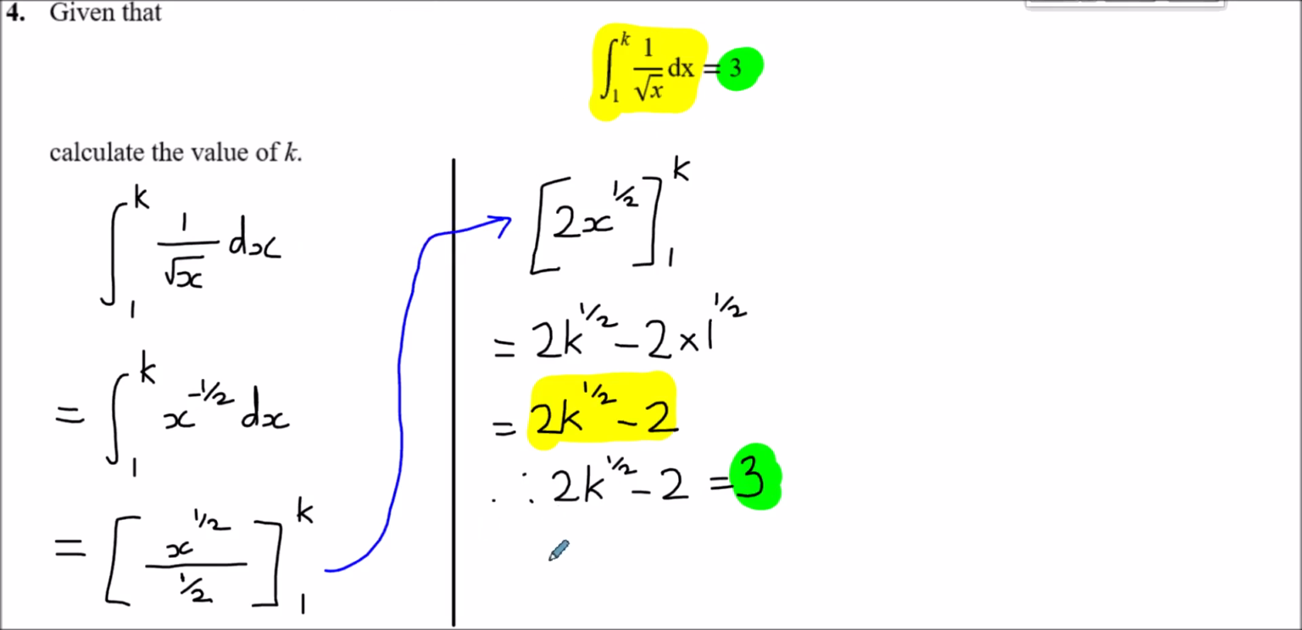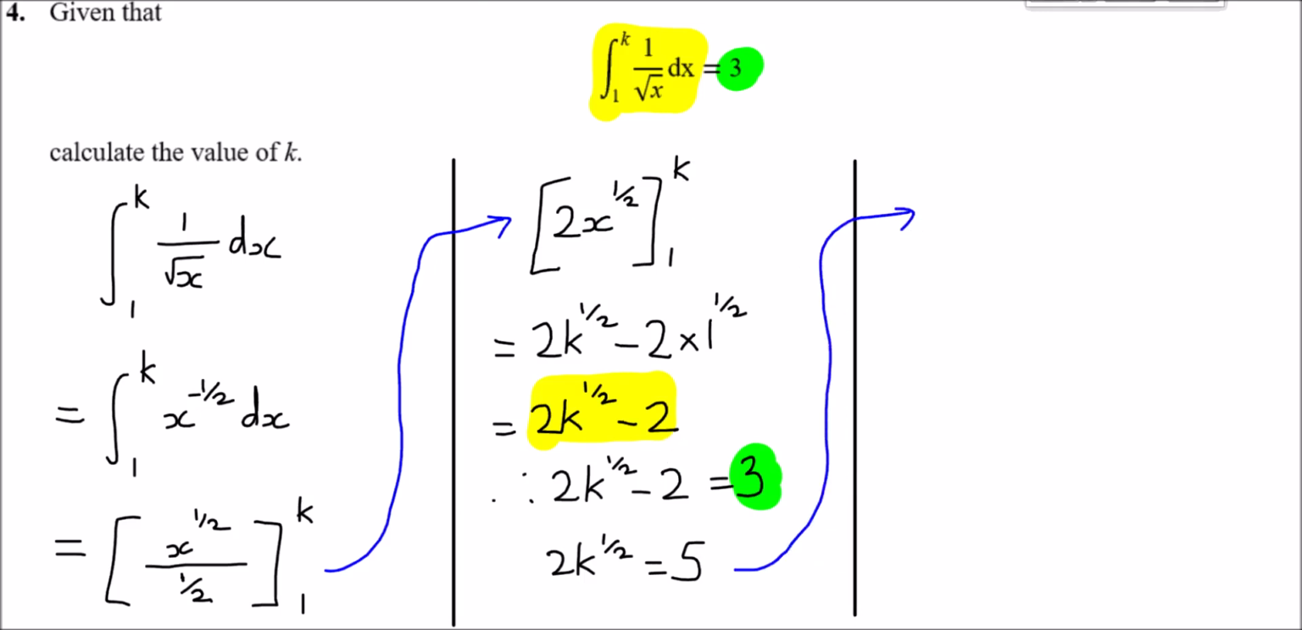So if we add 2 to both sides, so 2k to the half must equal 5. Bit more space. I'm still feeling lazy. Apologies if that disgusts you. I can be disgusting. I hope you forgive me.